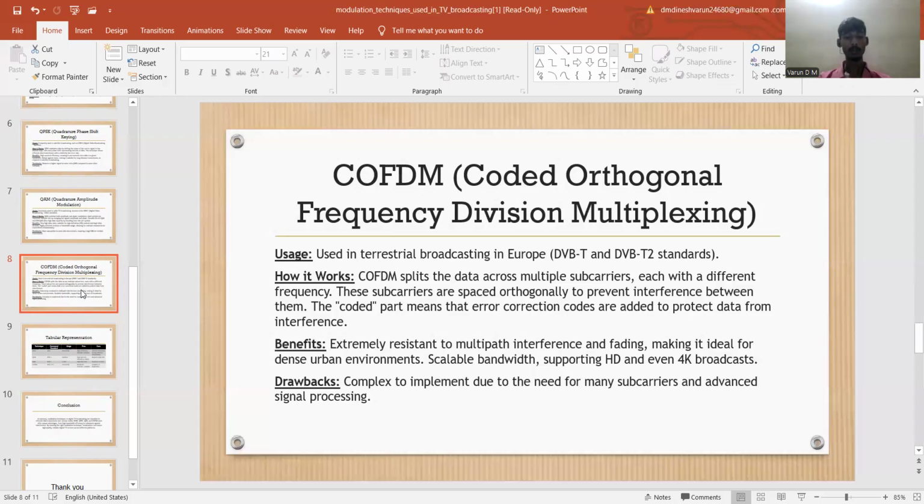Benefits: extremely resistant to multipath interference and fading, making it ideal for dense urban environments. Scalable, supporting HD and even 4K broadcasts. Drawbacks of coded orthogonal frequency division multiplexing: it is too complex to implement due to the need for many subcarriers and advanced signal processing.